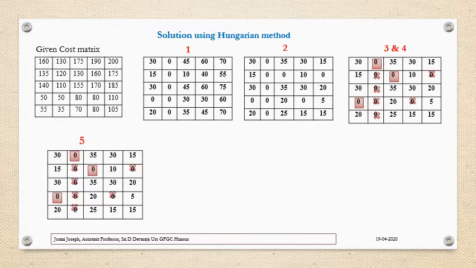Here we are trying to draw the minimum number of lines to cover all the zeros. For that, first we mark the unassigned rows. So the first unassigned row, mark it. Then we have one more unassigned row here. Now check if in this row we have any zeros. Here we have 1 zero, so mark that column.